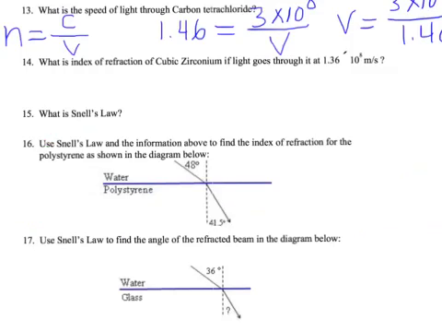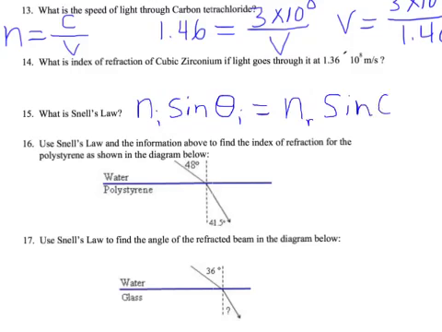Okay, so let's do number 15. What is Snell's law? Snell's law is, if I take the index of refraction of the incident material times the sine of the angle of incidence, it equals the index of refraction of the refractive substance times the sine of the angle of refraction. So now let's just apply that to number 16. Here I'm trying to find the index of refraction of the polystyrene.